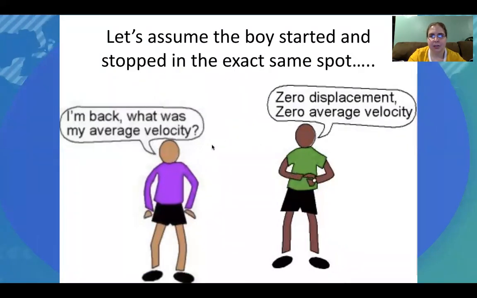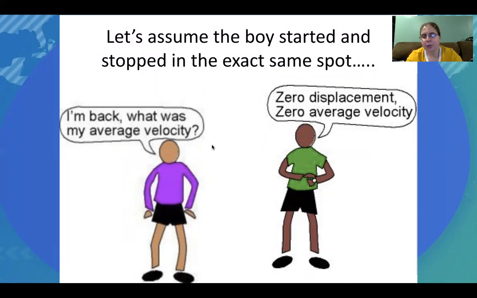All right. So let's assume that the boy started and stopped in the same spot. If we want to talk about that, he wants to know what his average velocity is. Well, that change in position is displacement. Remember, we said displacement was your change in position. Where did you end up relative to where you started? Well, if you start and stop in the same place, that means you have no displacement because there's no change in position. If there's no change in position, that means you have zero average velocity.